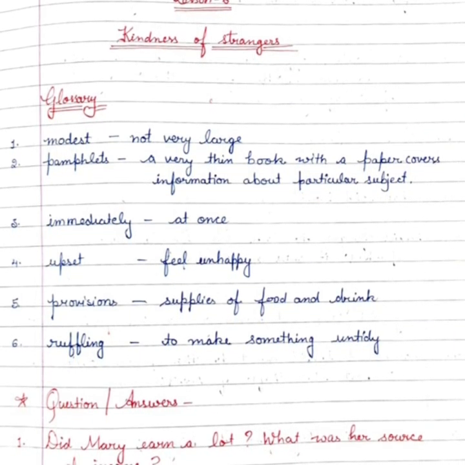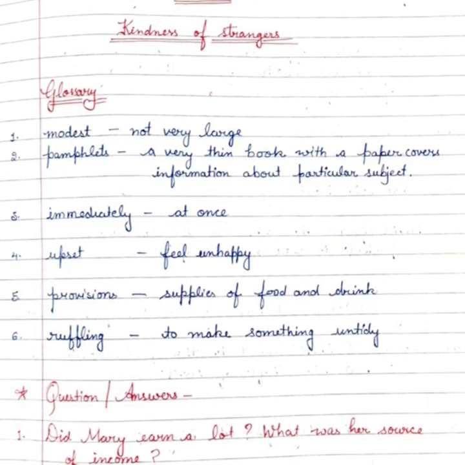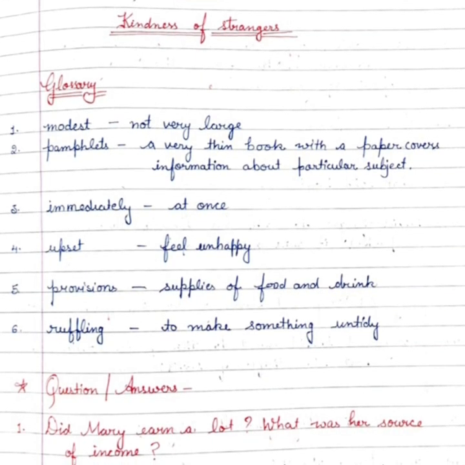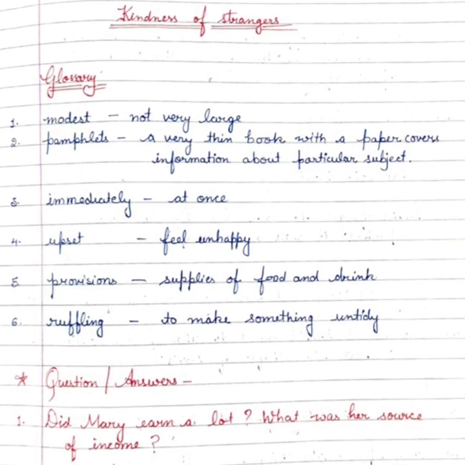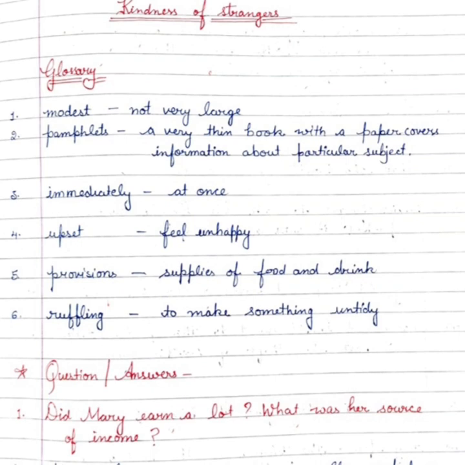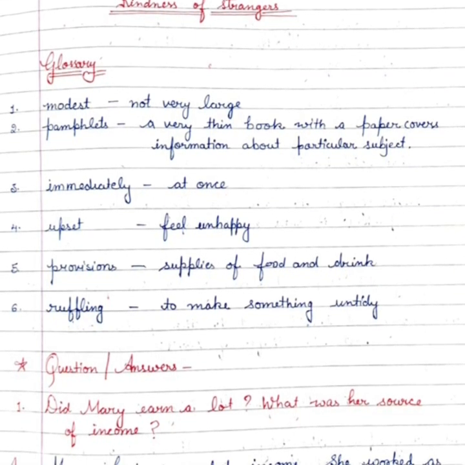Second word is here, pamphlets. Pamphlets means what? A very thin book with a paper cover, with information about a particular subject. तो एक बहुत पतला सा पेपर आपके घरों में आता होगा, पैम्फलेट्स, जिसमें इंफॉर्मेशन लिखी होती है किसी ज्वेलरी शॉप या किसी मिठाई की शॉप की. तो यू कैन फाइंड आउट पैम्फलेट्स लाइक दिस. ओके, इसको हिंदी में पर्चा या आप कुछ भी बोल सकते हो.